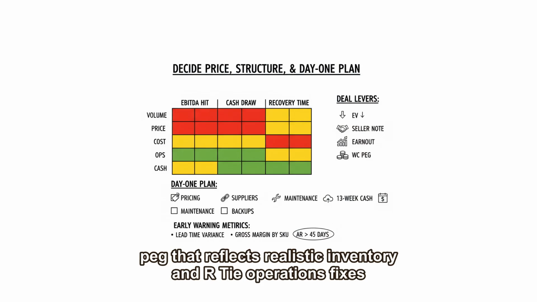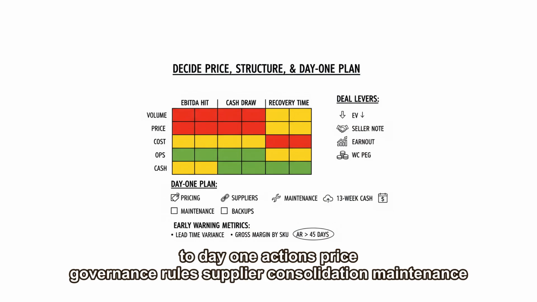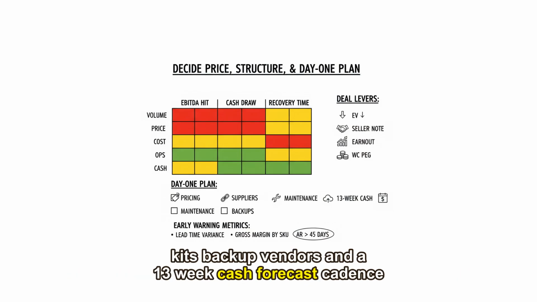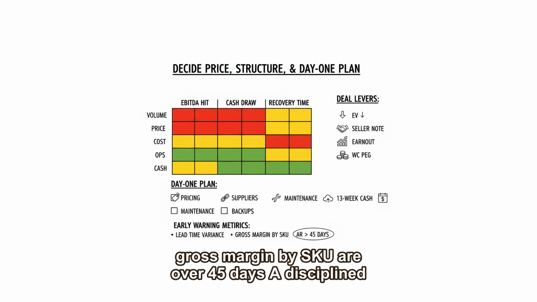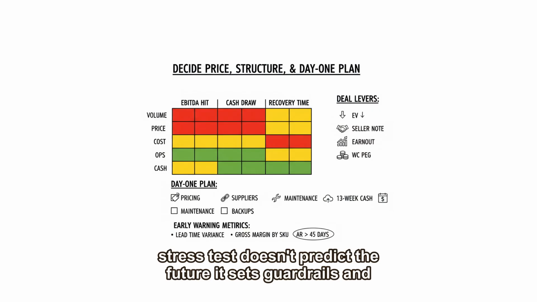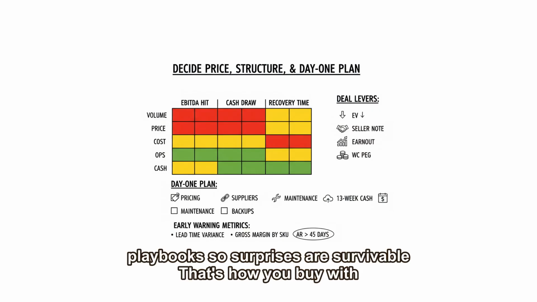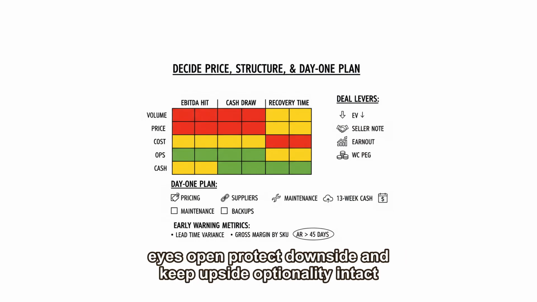Tie operations fixes to day 1 actions: price governance rules, supplier consolidation, maintenance kits, backup vendors, and a 13-week cash forecast cadence. Add early warning metrics: quote win rate, lead time variance, gross margin by SKU, and AR over 45 days. A disciplined stress test doesn't predict the future, it sets guardrails and playbooks so surprises are survivable. That's how you buy with eyes open, protect downside, and keep upside optionality intact.